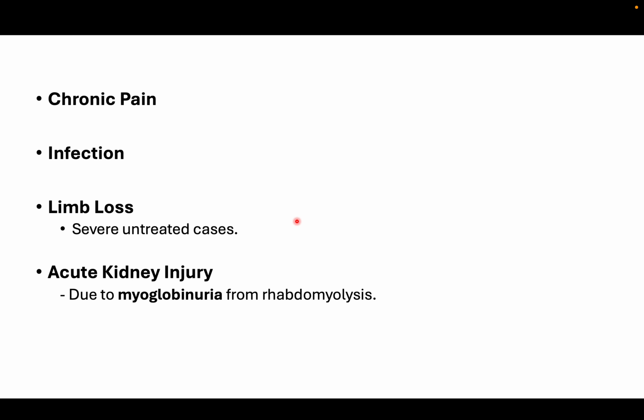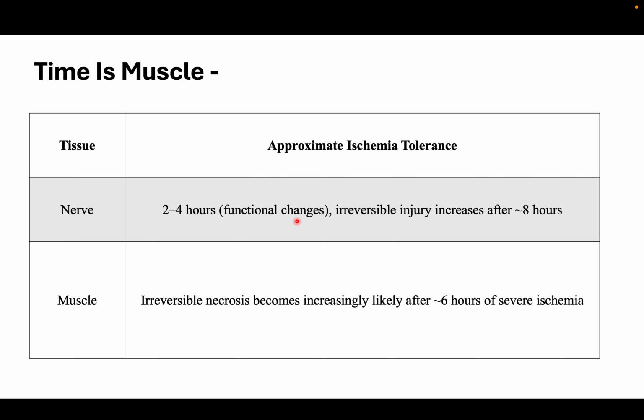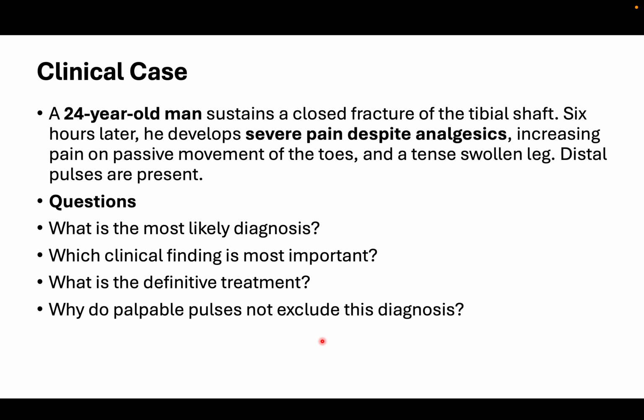Patients can have chronic pain, infection, limb loss in untreated cases, or acute kidney injury due to myoglobinuria from rhabdomyolysis. Time is muscle. Why? Because timing is important in compartment syndrome. Nerve: usually in 2 to 4 hours there are functional changes in the nerve. Irreversible injury occurs after 8 hours. Muscle irreversible injury and necrosis become increasingly likely after 6 hours of severe ischemia.